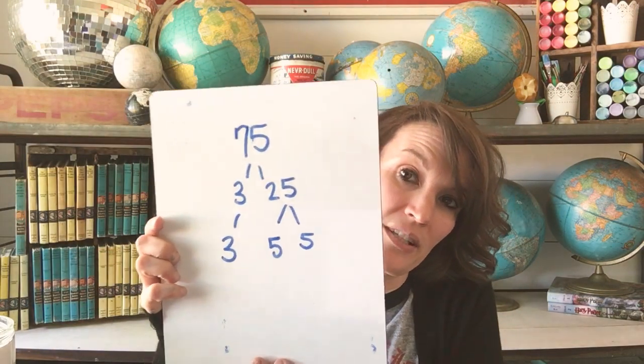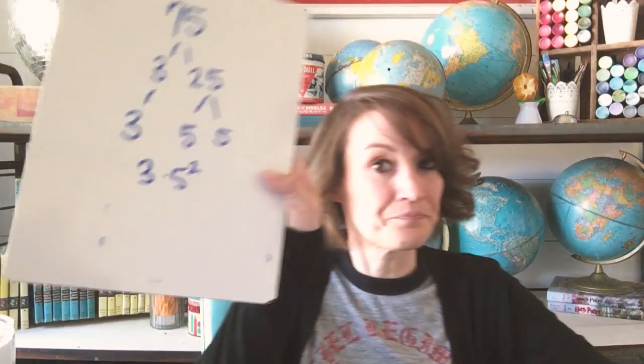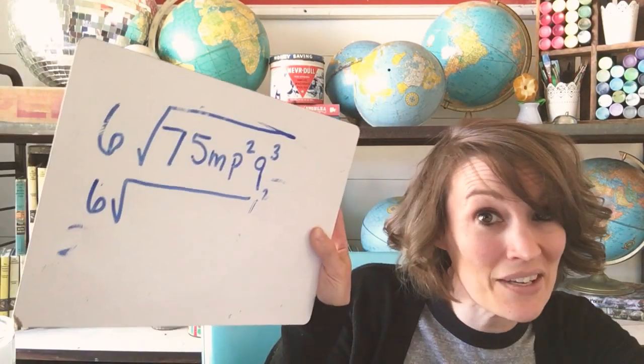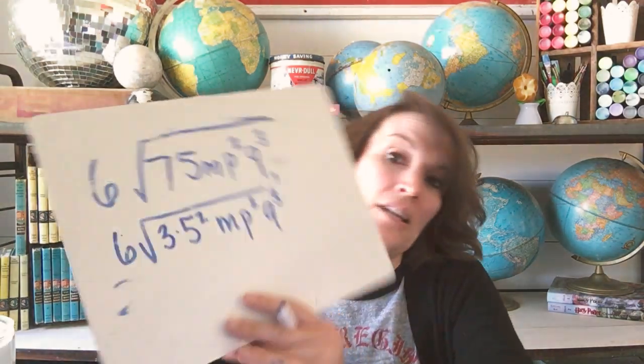So 75 is 3 times 25. 3's prime, so we bring it down. 25 is 5 times 5. So 3 times 5 times 5 is what 75 is. Tidy it up, it's 3 times 5 squared. So I come over here and I rewrite this, and instead of writing 75, I write 3 times 5 squared m p squared q to the 3rd. So that's what we got.